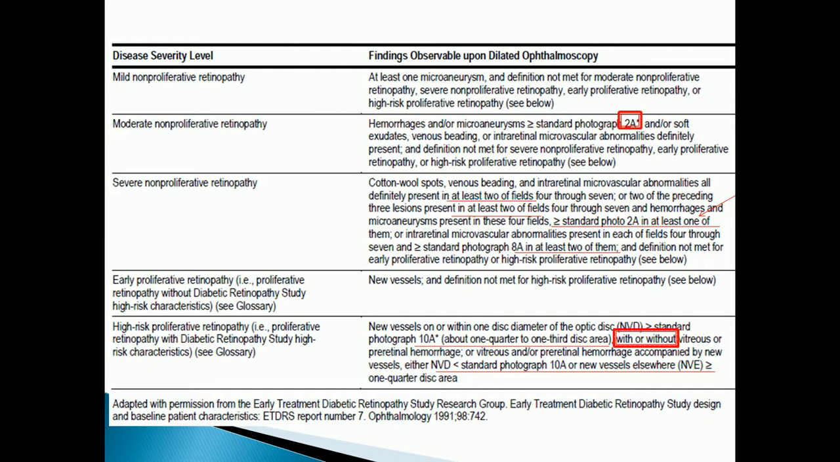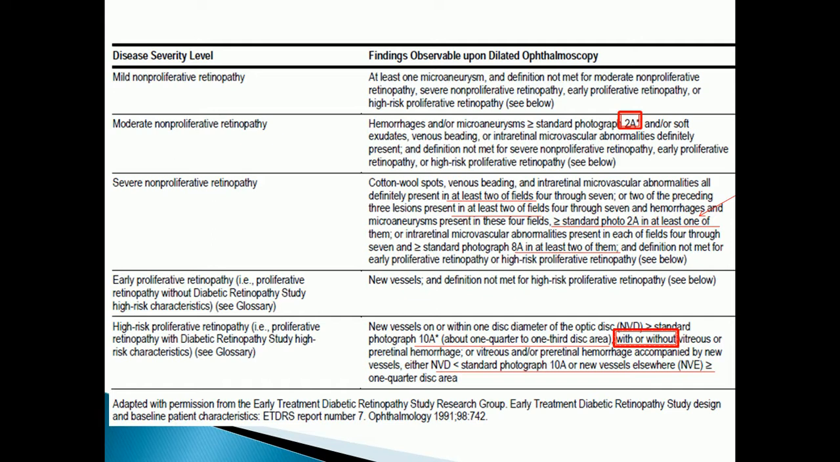Severe NPDR had cotton wool spots, venous beading, edemas all definitely present in at least two of the fields 4 through 7, or two of the preceding three legends present in at least two of the fields 4 through 7, and hemorrhages and microaneurysms present in these four fields more than or equal to standard 2A in at least one of them, or the edema abnormalities present in each of the fields 4 through 7 and more than or equal to standard photograph 8 in at least two of them, and the definition not met for the early PDR or the higher grades.